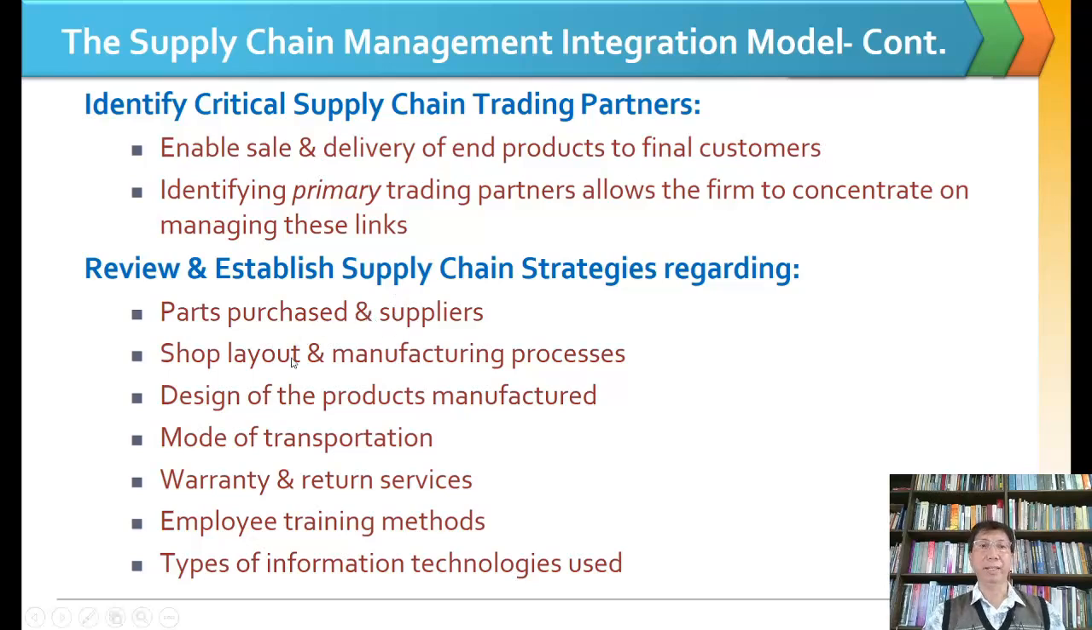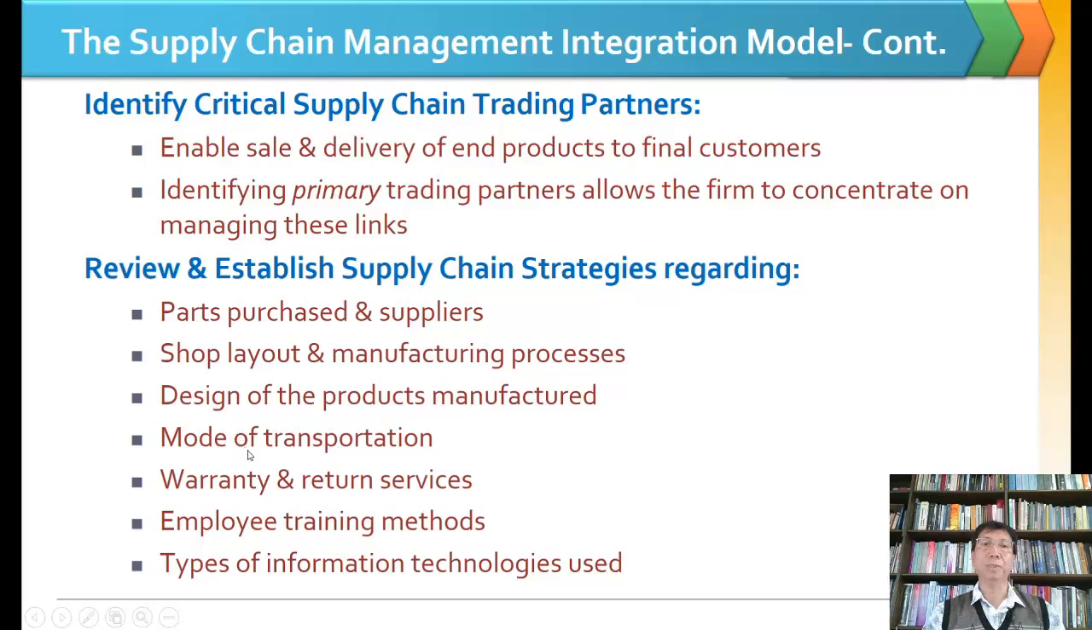It is regarding the parts purchased from suppliers. The second, the layout and manufacturing process. We must improve the layout, manufacturing process, and design of the product manufactured to seek the best design to minimize the total logistics cost to deliver to our customer.